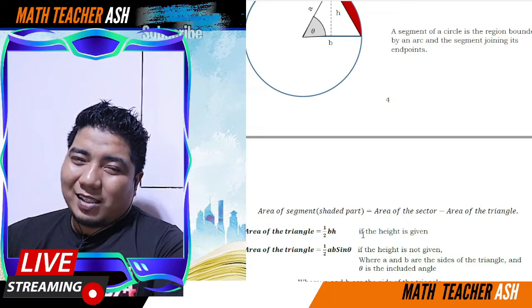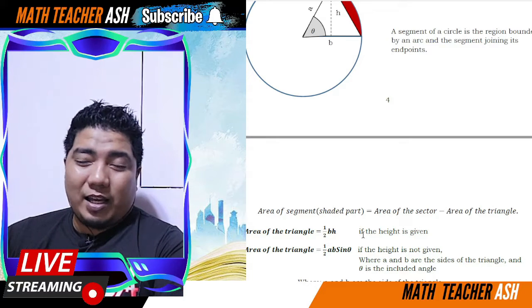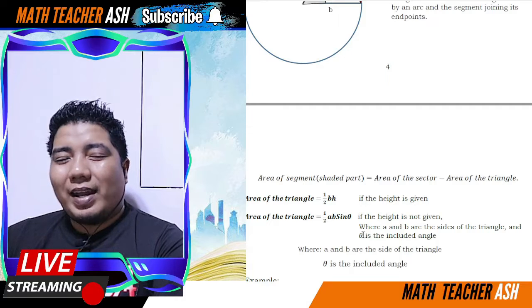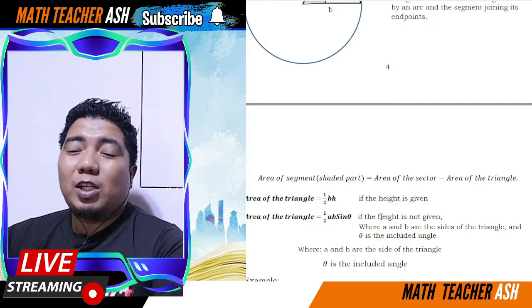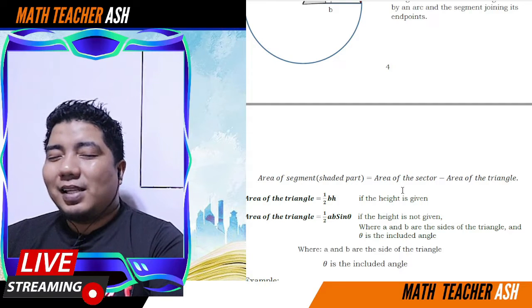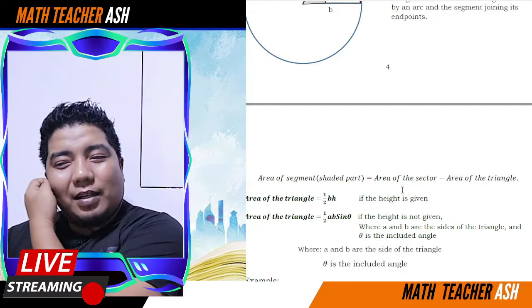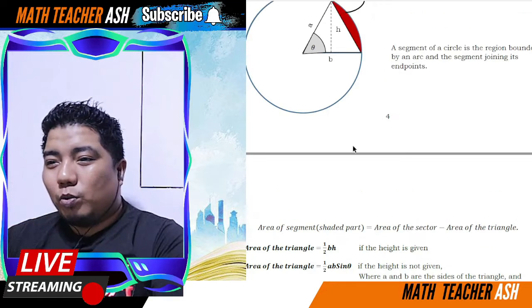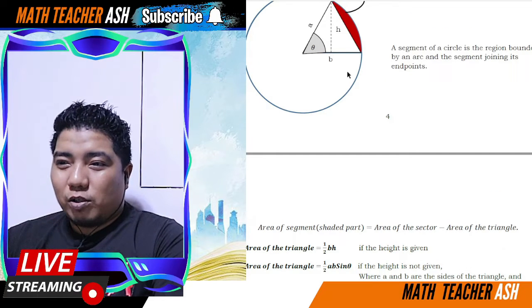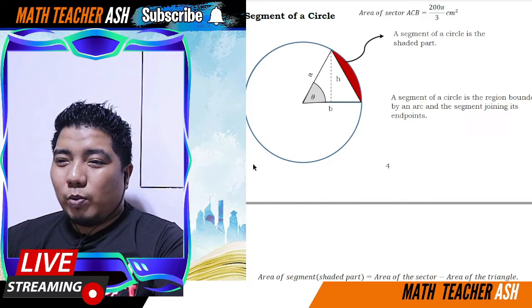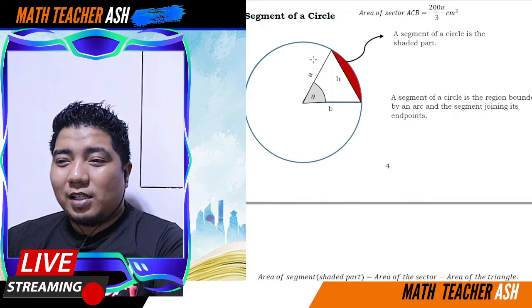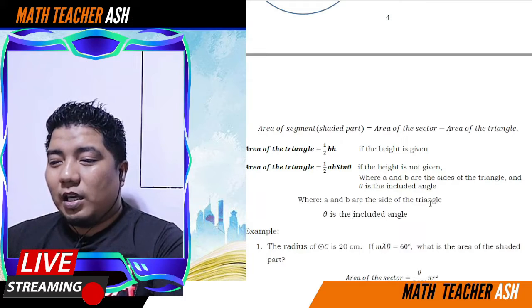I have also discussed the area of a triangle in our channel. So, 1/2 AB sine C. Ang tawag ko dito, ab sin C over 2. Ab sin theta over 2. So, A and B are the two sides of the triangle. Of course, technically, my dear math learners, since we are talking about a circle here, these two sides are the radius and they are all equal.